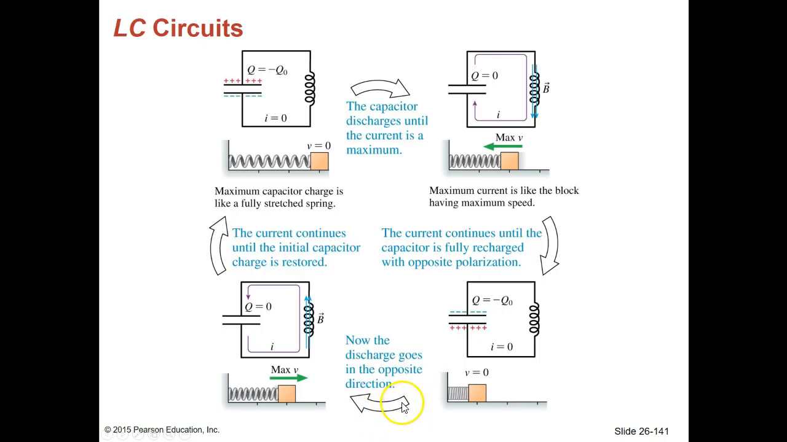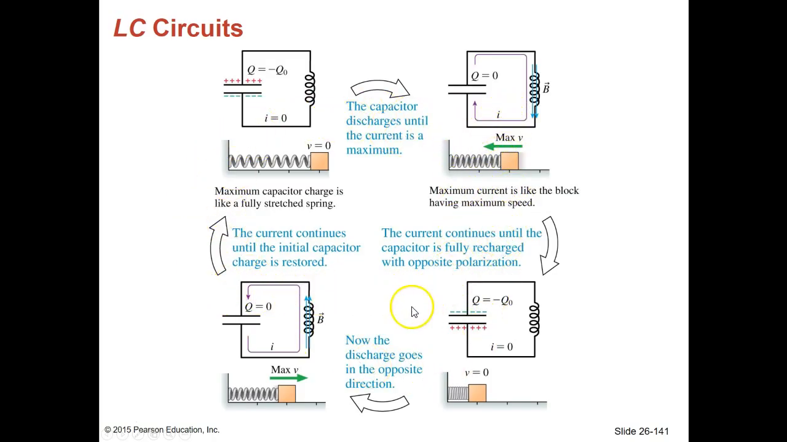The discharge goes in the opposite direction. Now the block is moving the opposite way, which means we have current flowing in the opposite direction. The current continues until the natural capacitor charge is restored. Then the capacitor charges up with positive on the top and negative on the bottom. The capacitor discharges until it reaches a maximum. At that point, the cycle goes through again.